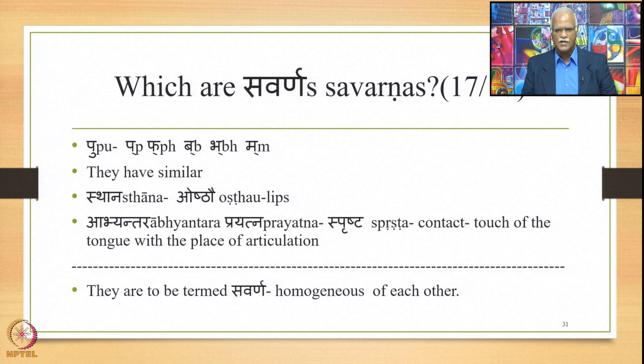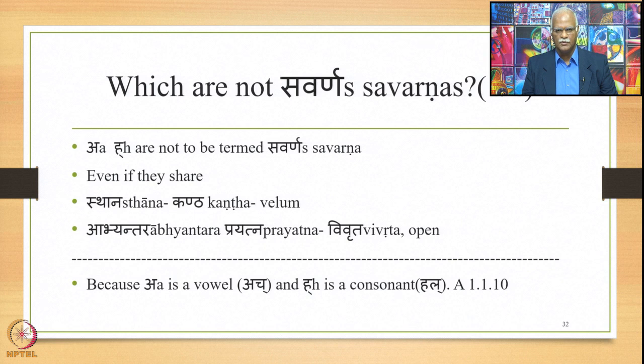And we have studied different sounds that are termed savarna of each other. It is also important in this case to note which sounds are not considered as savarnas. This is what is stated by the sutra Nadjhalau. It assumes that there are some vowels and some consonants whose place of articulation and whose internal effort of articulation is going to be the same. So, for example, a and h, even if they share sthana, which is kantha, and abhyantara prayatna, namely vivruta, so there is tulyasya prayatnatva, still they are not to be termed as savarna. This is what is stated by Nadjhalau 1110, because a is a vowel and h is a consonant.